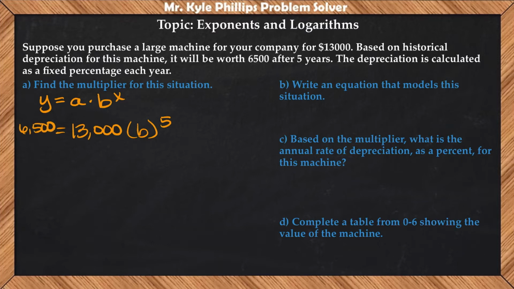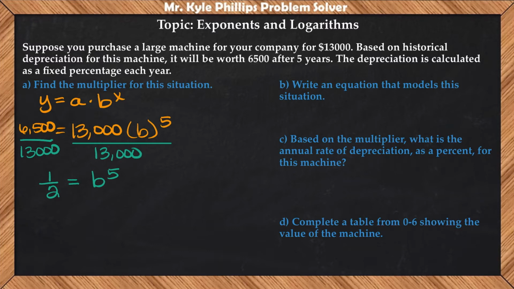Now what we're going to do is just try to isolate B. Well, this is 13,000 times b raised to the 5th power. So what I'll do to isolate b is I'll just divide by 13,000. So 6,500 divided by 13,000 is going to give me 1/2, and this equals b to the 5th power.